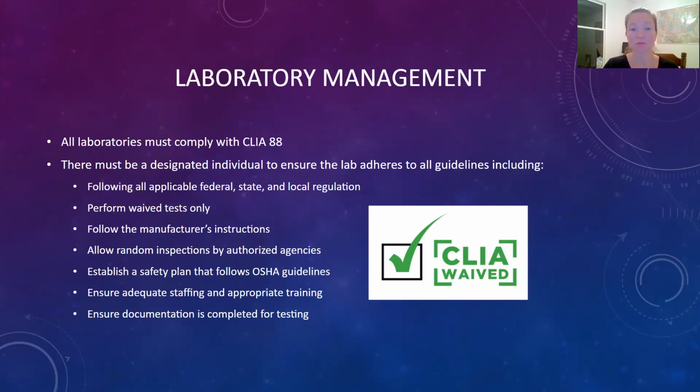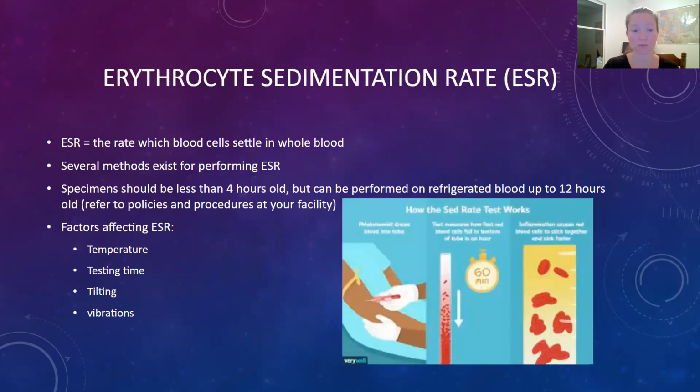So all laboratories have to comply with the CLIA 88 mandates. They say that there must be a designated individual in the lab that helps to ensure that all guidelines are being followed. And this includes following all applicable federal, state, and local regulations for laboratories and testing, that you perform waived tests only, tests that have been waived, follow all manufacturer's instructions, allow for random inspections, establish a safety plan that follows OSHA guidelines, ensure adequate staffing, and that we are appropriately trained, especially if there's a new test that comes through, and that documentation is done for each test as well.